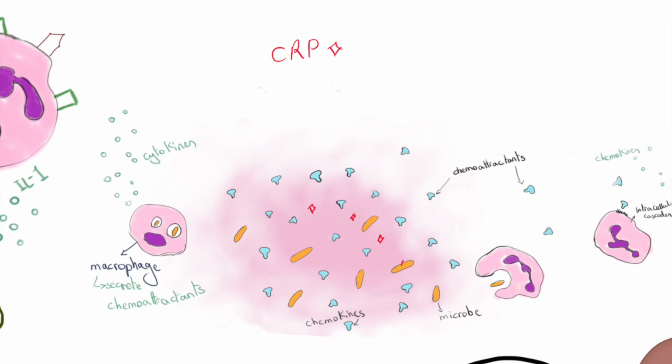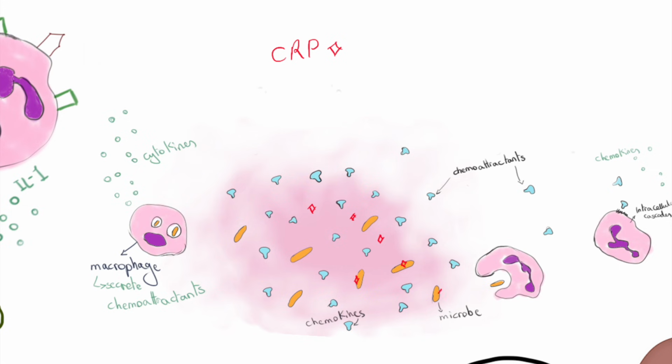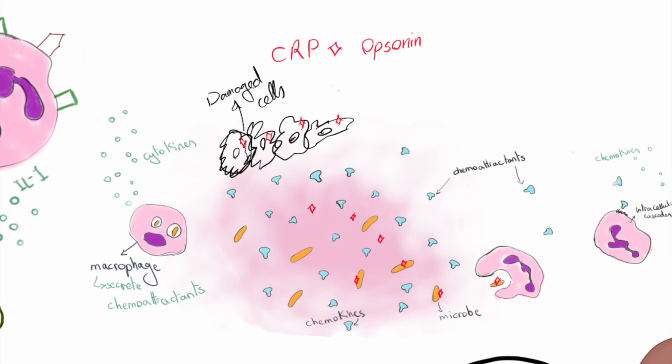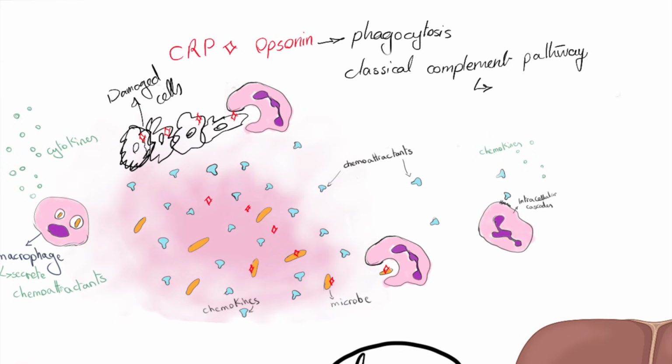As we already said, it's a part of a cleanup response. It can bind to molecules such as phosphocholine on microbes and on damaged cells. This helps CRP act as an opsonin, meaning it marks targets for easier phagocytosis. It can also activate the classical complement pathway through C1q.